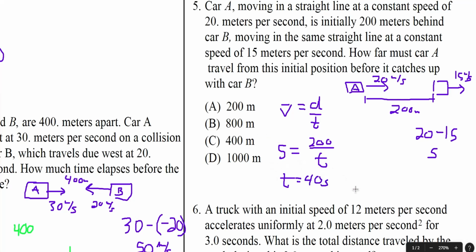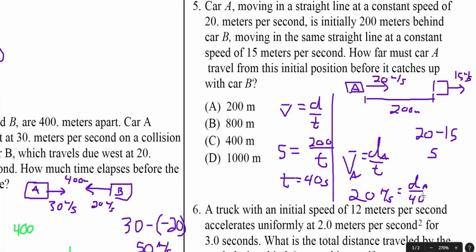Obviously, that's not my answer yet, so I'm actually going to go back, and I'm just going to look at car A. How far does car A actually travel in order to catch up to car B? So using the same equation, v bar equals d over t, but this time it is strictly car A's. So we do 20 meters per second equals the distance that A travels divided by 40. So when we multiply 40 and 20, we end up getting 800 meters as my answer.